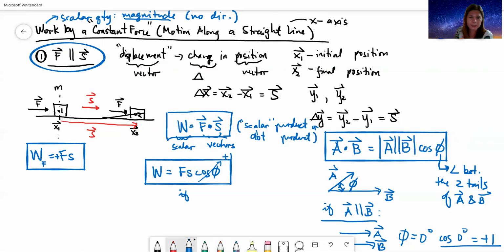Regarding the definition of work, I forgot to give the unit. So, the SI, International System unit, specifically meter, kilogram, second, its unit would be Newton meter, which is identical to joule. It's pronounced joule. Capital J. Which is also the same unit as energy.